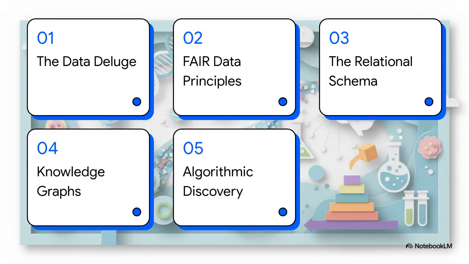Okay, here's our roadmap for today. We'll start with the scientific data deluge, then look at the FAIR data principles, step inside the relational schema, explore building scientific knowledge graphs, and finally, look at algorithms discovering new links. Let's get into it. Part 1.